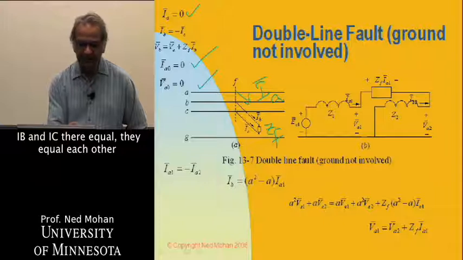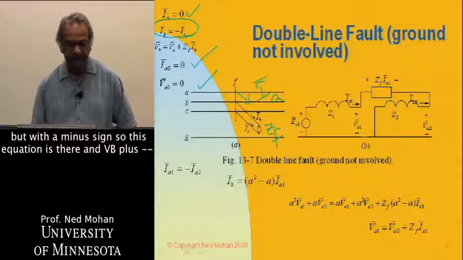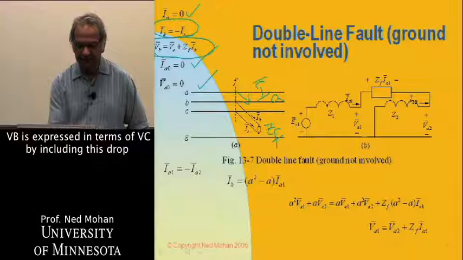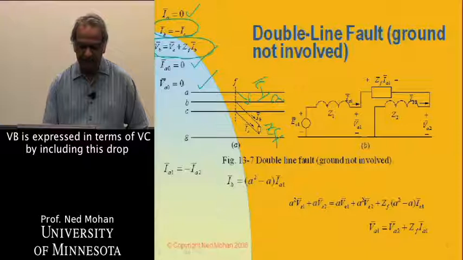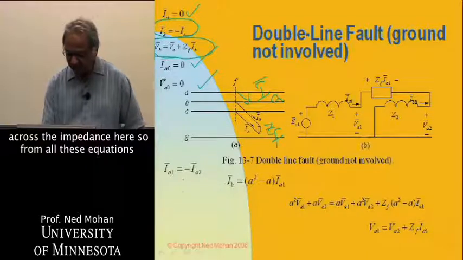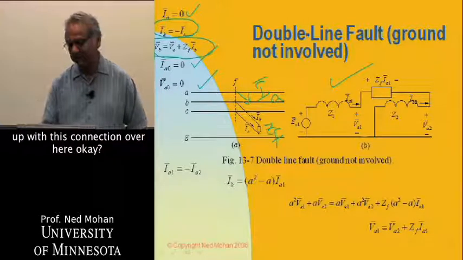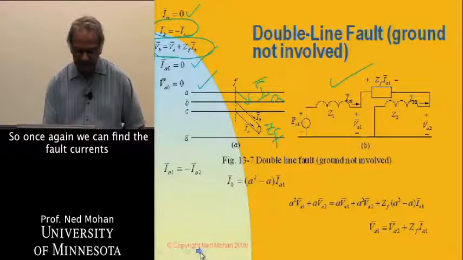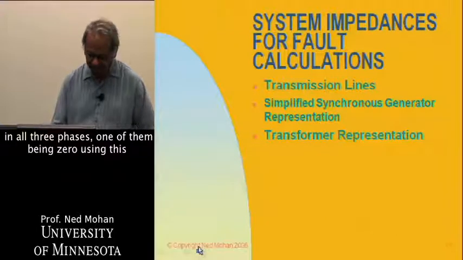IB and IC equal each other, but with a minus sign. So this equation is there, and VB is expressed in terms of VC by including the drop across the impedance here. So from all these equations, without going into the details, we can come up with this connection over here. So once again, we can find the fault currents in all three phases, one of them being 0, using this connection here.